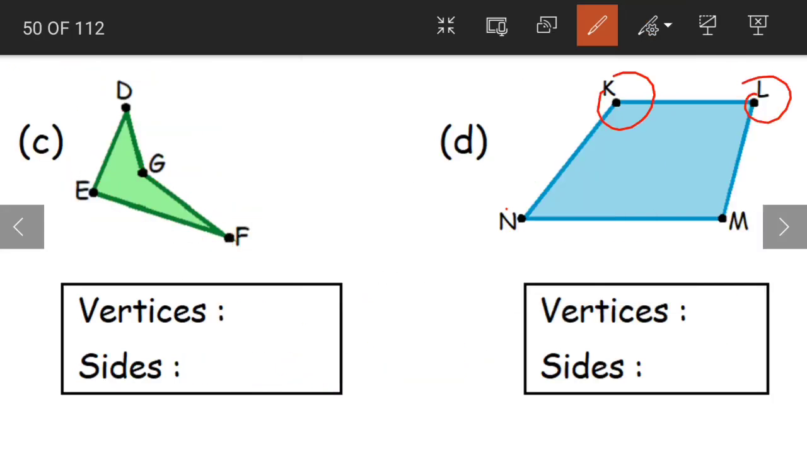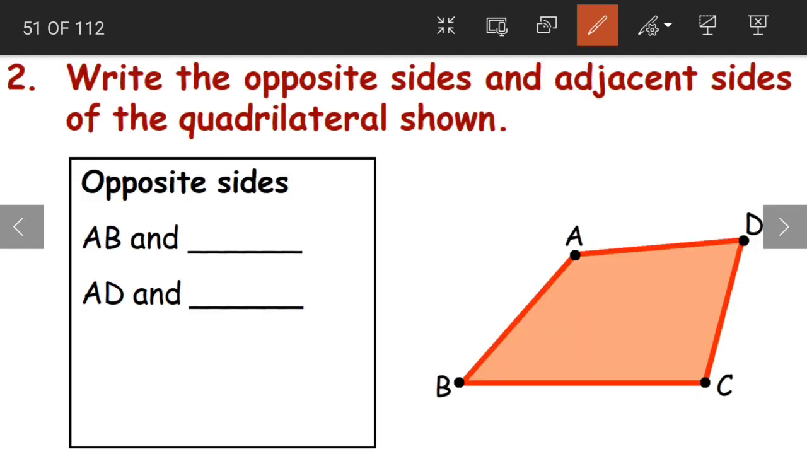Now coming to question D. Similarly, K, L, M, N become the vertices of the given quadrilateral. KN, KL, LM and MN become the sides of the given quadrilateral. Now coming to write the opposite sides and adjacent sides of the quadrilateral shown.